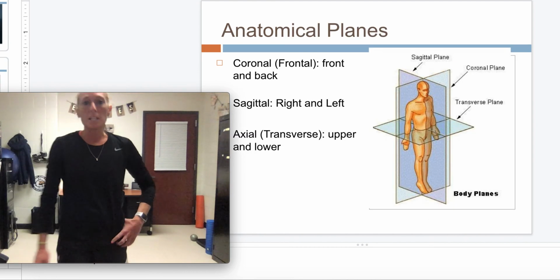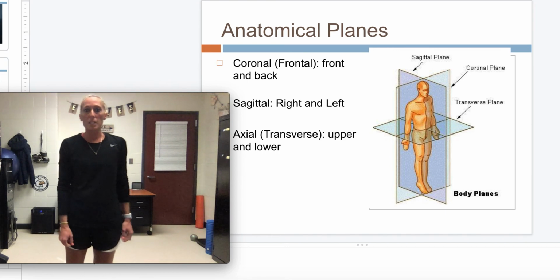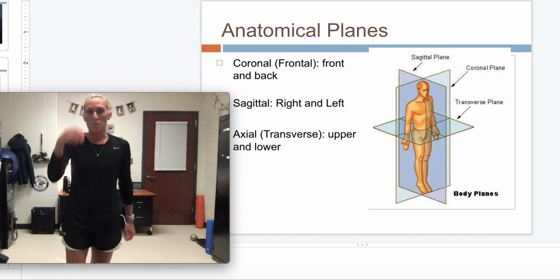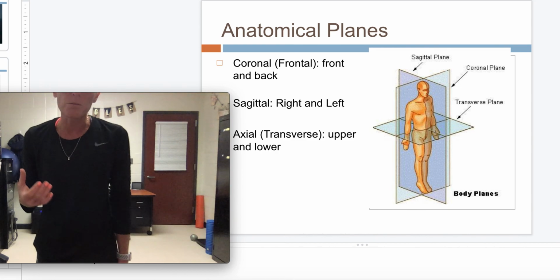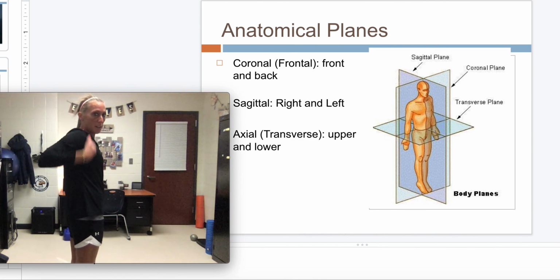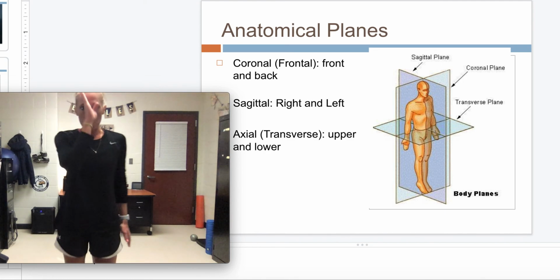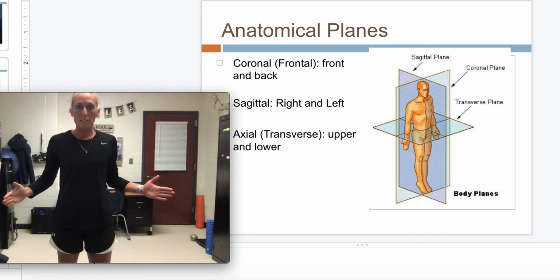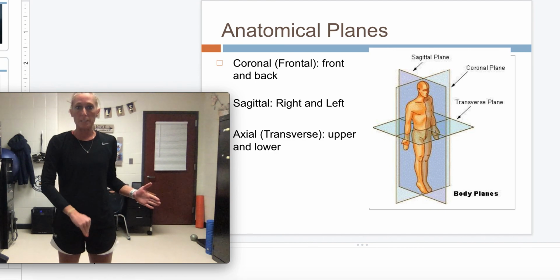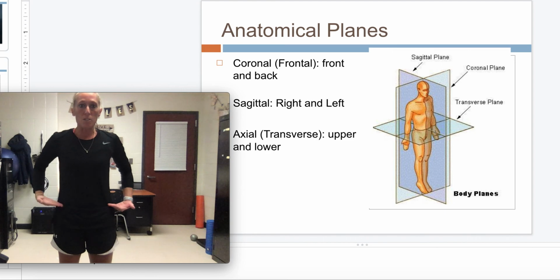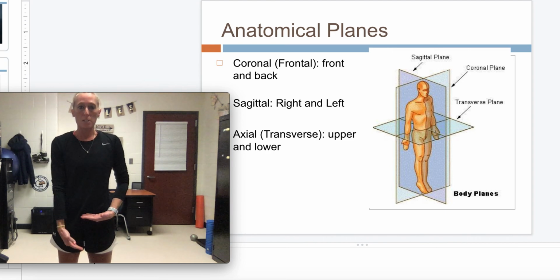Anatomical planes. All right, we have 3 different planes that you will need to know for your quiz. The first one is coronal or frontal, and that is going to divide the body right here, front to back. That's called the frontal plane. The next one is sagittal, which draws a line right down the middle, and it splits right to left. That is the sagittal plane. And then the third one is axial, which cuts the body from top to bottom.